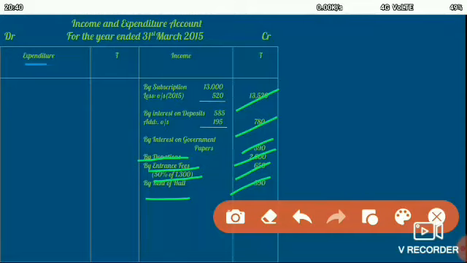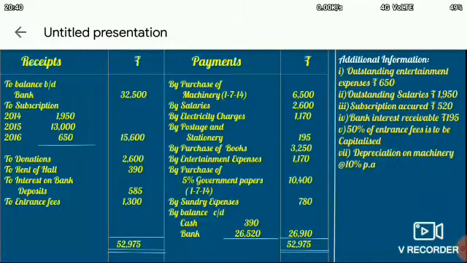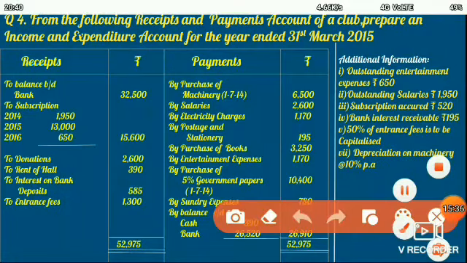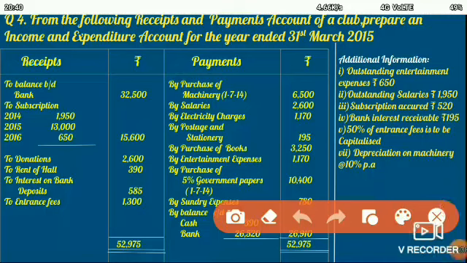So our income side is over. Now let us go to the payment side. Towards the payment side, let me start with the adjustments first. I will first of all start with the depreciation on machinery.